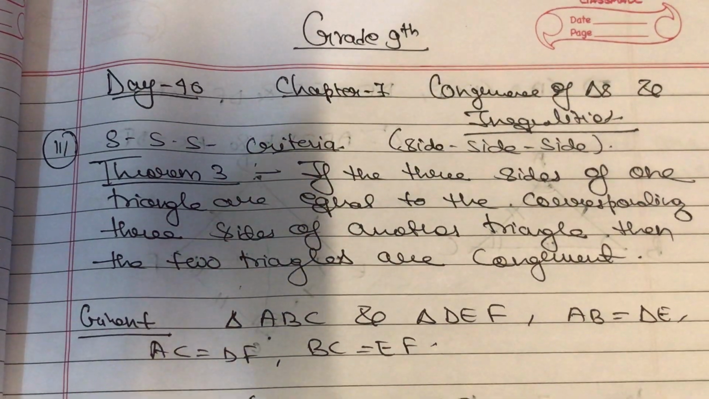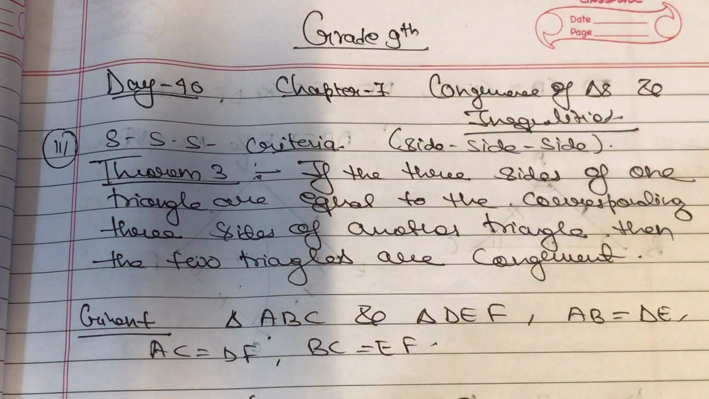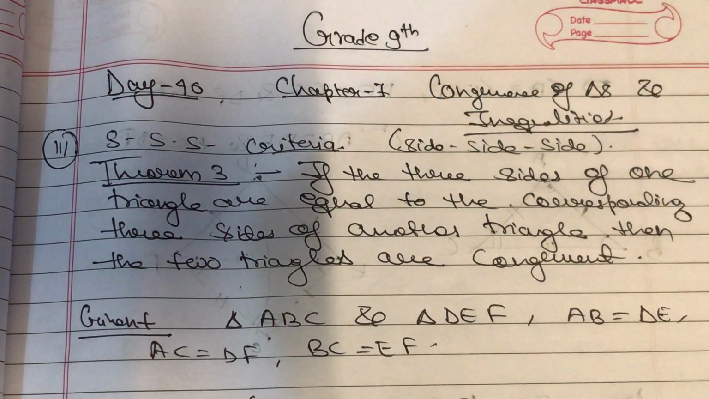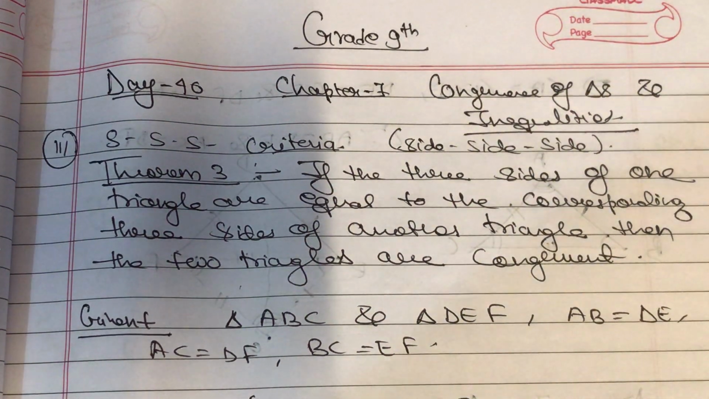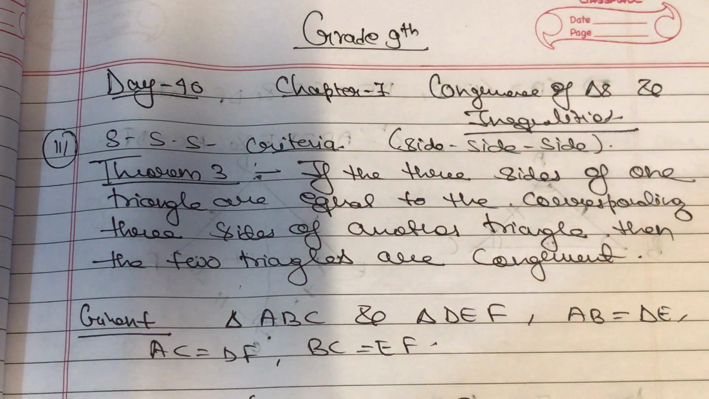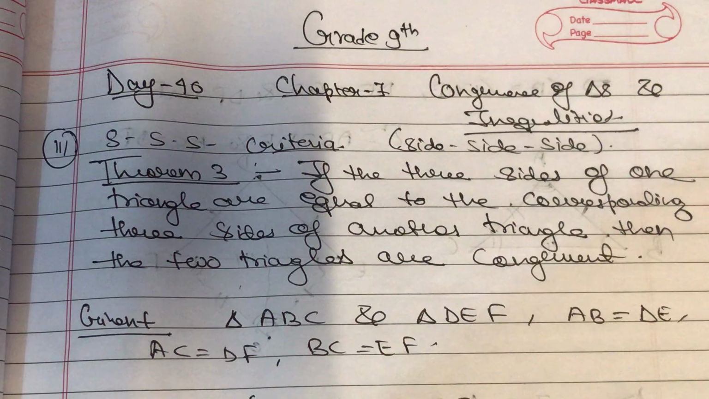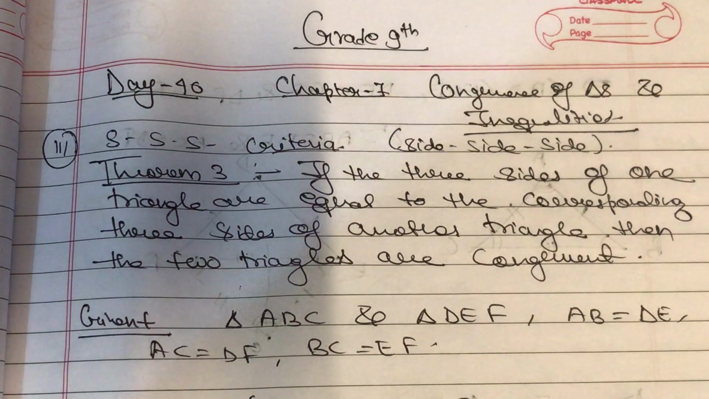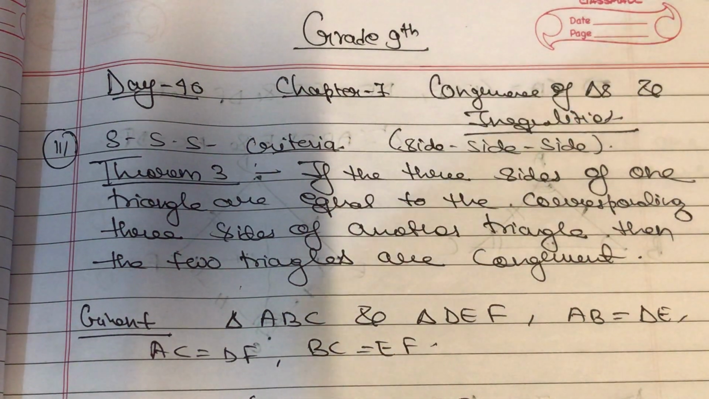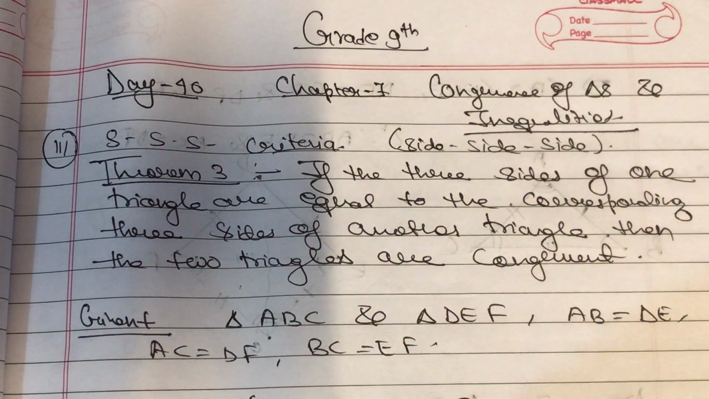Hello everyone, this video is for grade 9 day 40 chapter 7 and the topic is congruency of triangles and inequalities. So in the last video we learned about SAS criteria and AAS criteria, right? So these are the criteria we learned about congruency in the last video, and in today's video we are going to learn about SSS criteria and RHS criteria.